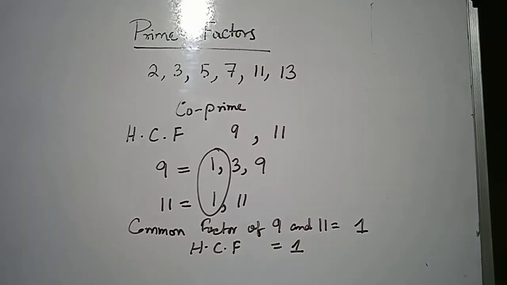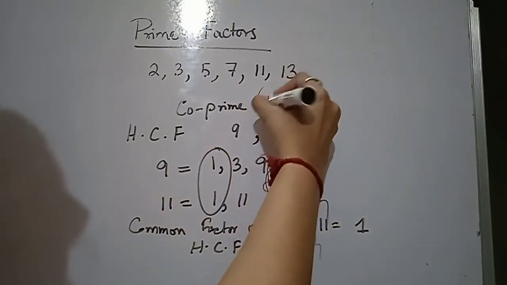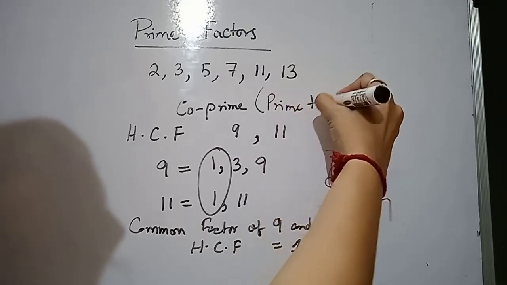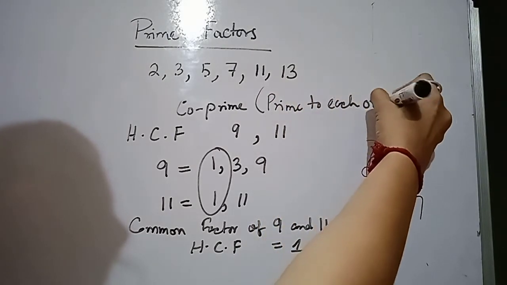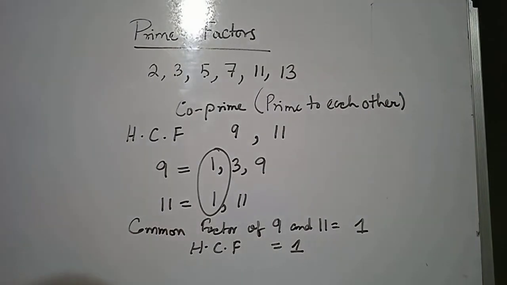If the HCF of two numbers is 1, that means there is only one common factor, and the highest common factor is 1. So the two numbers are known as co-prime, or prime to each other. Co-prime means prime to each other. So 9 and 11 are co-prime. Just like that, 7 and 13 are co-prime, and 7 and 12 are co-prime. Co-prime numbers means the HCF of those numbers will be 1, or the only common factor between them is 1.